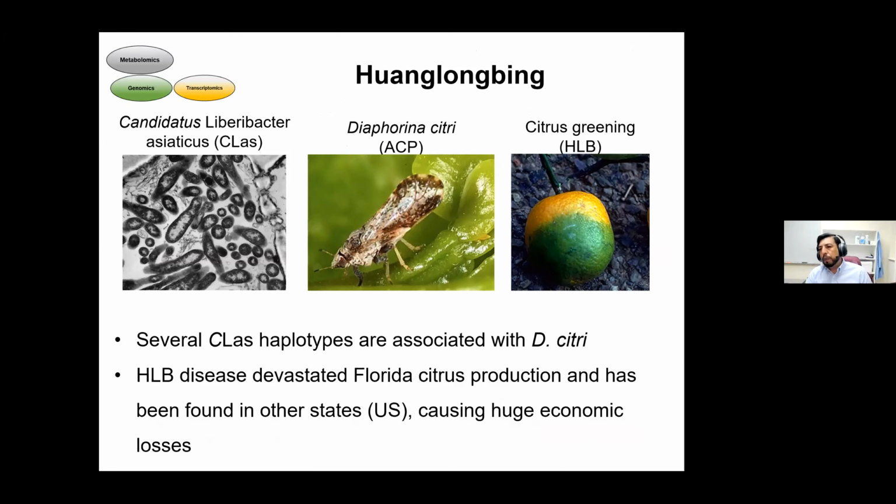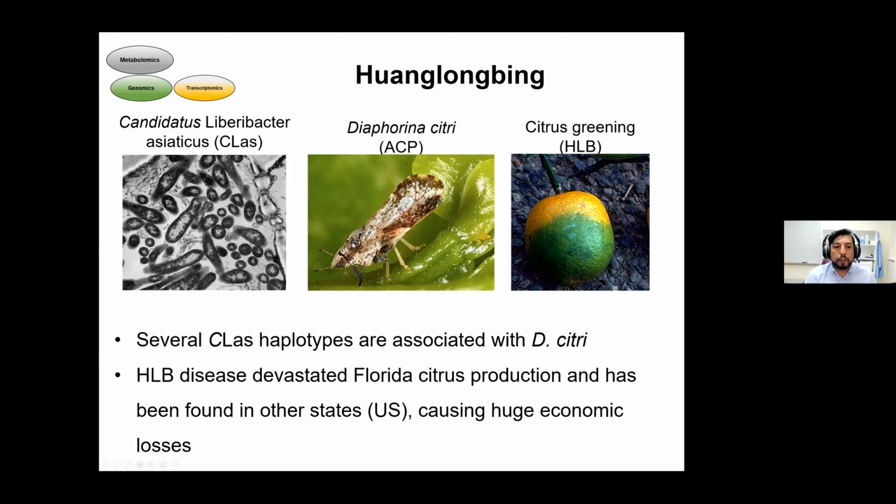Then after I finished my PhD, I moved to Florida, where I worked with Dr. Lucas Stelinski on the disease called Huanglongbing, or citrus greening. Here you can see phenotypically how the fruits look when they are infected with HLB or not infected with Candidatus Liberibacter asiaticus, the causative agent of HLB. This bacterium is transmitted by the Asian citrus psyllid, or Diaphorina citri.